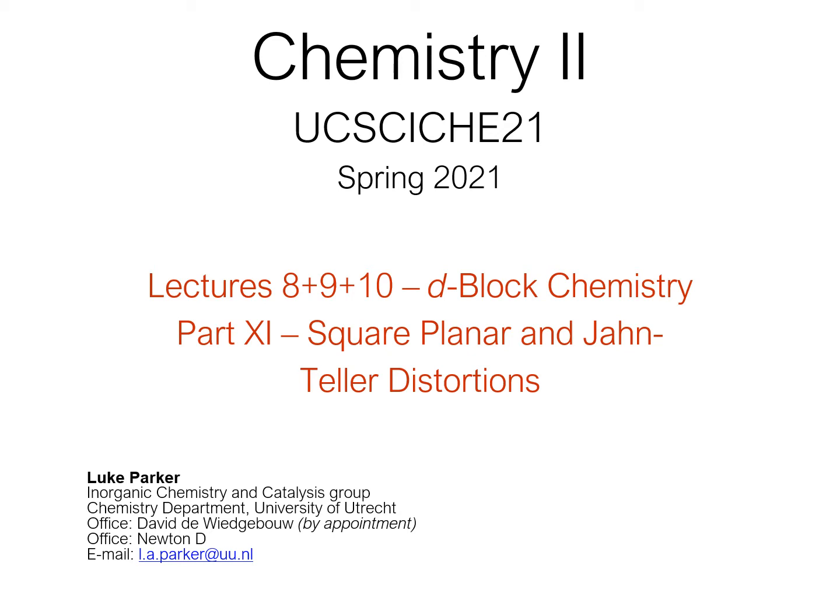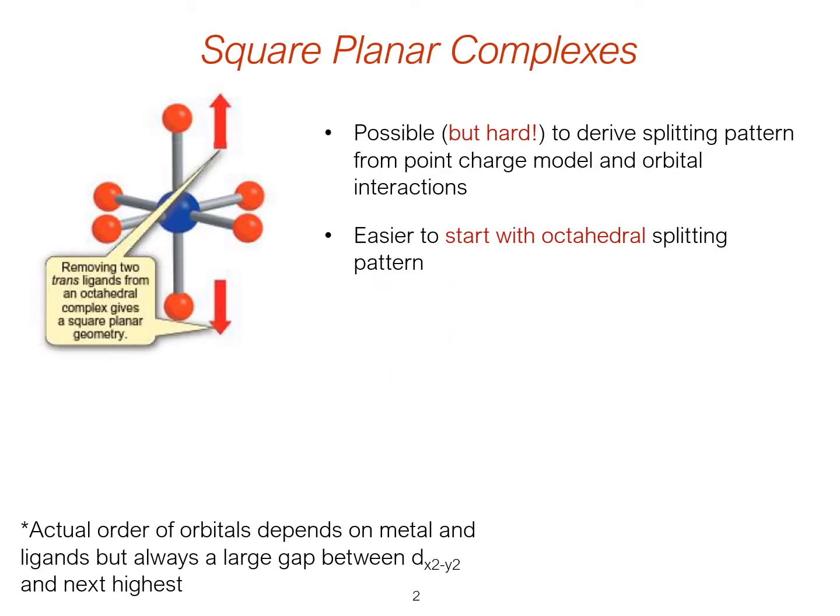They're both actually derived from octahedral geometries, which is nice. And these are namely the square planar geometry and some Jahn-Teller distortions. So first up, let's look at square planar complexes. I touched on them briefly in the video on coordination numbers and geometries last lecture, but we'll have a look at the actual crystal field splitting patterns now.